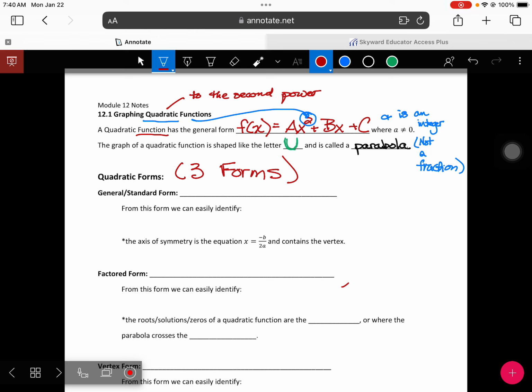Okay. So the general or standard form, which is close to what we have up there, is y equals ax squared plus bx plus c. When you have this form, this is good for easily identifying letter C, which is going to be your y-intercept.